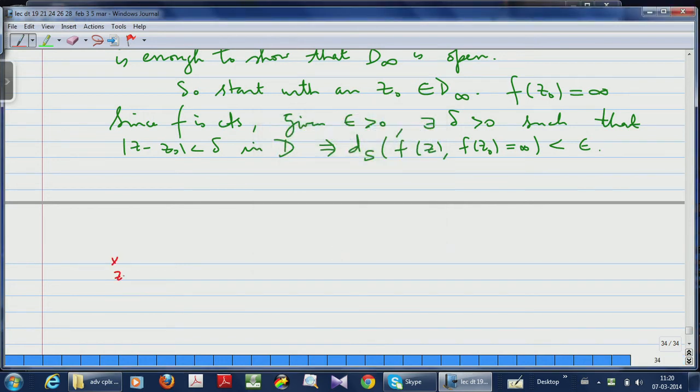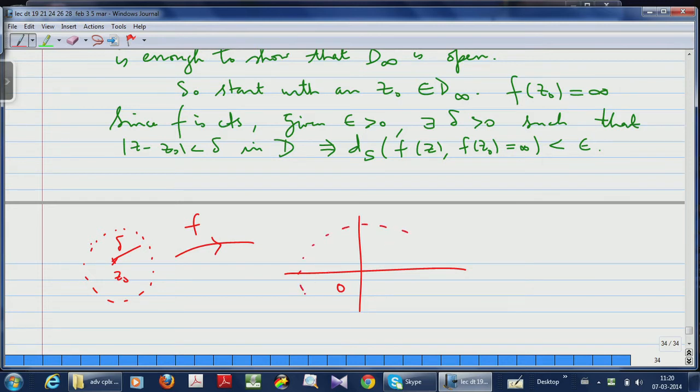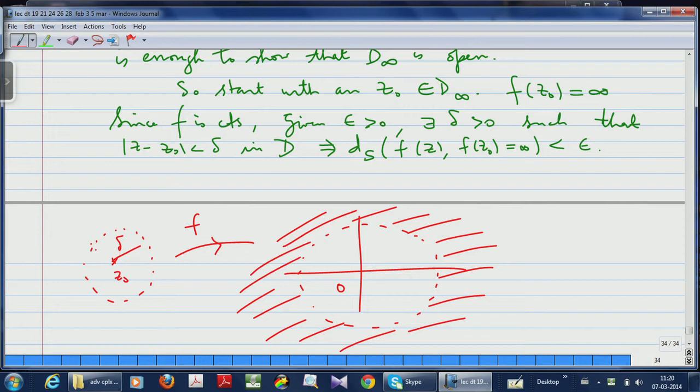So here is z naught, and there is a small disk surrounding z naught, radius delta, and what f is doing is mapping this onto a neighborhood of infinity, which is the exterior of a sufficiently large disk. So the interior of this is going to the exterior of a sufficiently large disk. This disk is centered at z naught, with radius delta sufficiently small, and I am not saying the image of this disk is all of the exterior of that large circle, but it's a subset of that. So this is the situation.